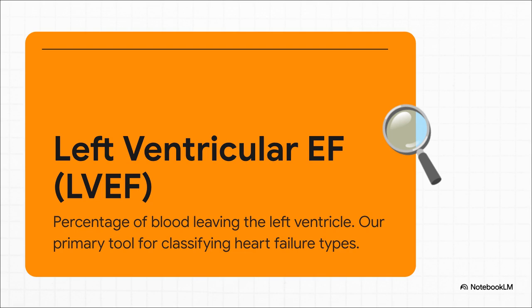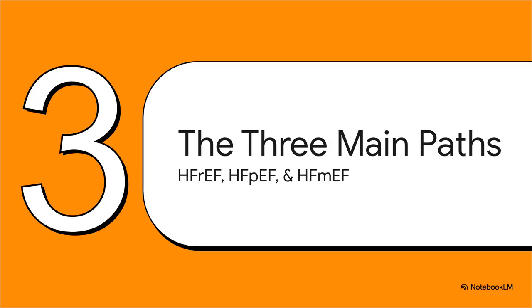It's that simple. This one number tells us how well the left ventricle is squeezing, and it's our number one tool for that initial classification. It's pretty amazing, actually. That one number acts like a sorting hat, immediately sending our patient down one of 3 very distinct clinical paths. And each of these paths has different causes, different mechanics, and, most importantly, totally different treatment playbooks.